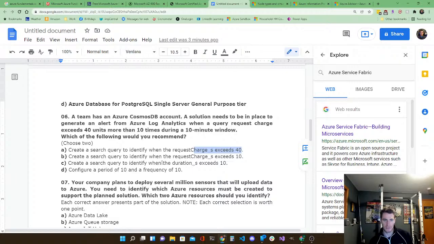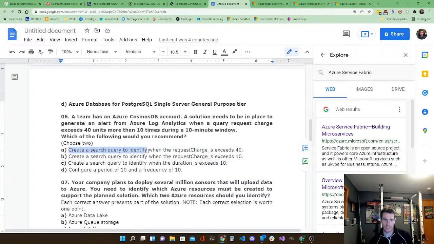Create a search query to identify when the duration exceeds 10. Duration in seconds, maybe. Maybe it's in minutes, I don't know. I don't think that's what we're talking about. Configure a period of 10 and a frequency of 10. I don't know what that means.